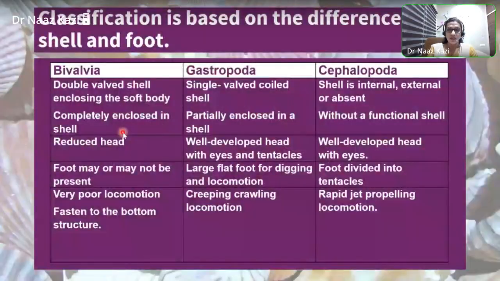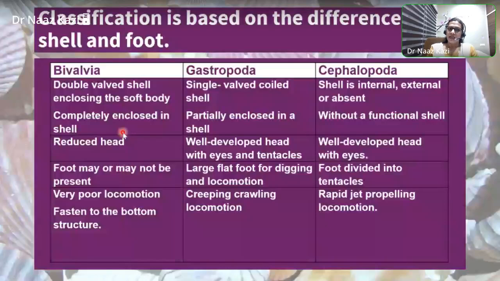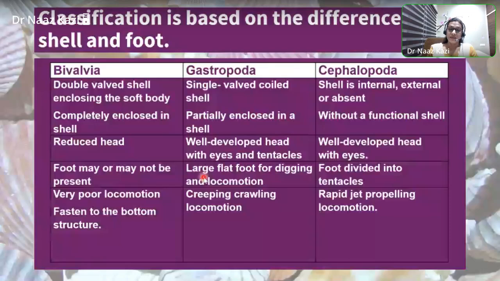In the cephalopoda, the shell could be internal, as in the case of sepia, it could be external, as in the case of nautilus, or it could be absent, as in the case of octopus. So the shell does not have any function for the cephalopods. It's a non-functional shell for them. In the case of bivalvia, the head is reduced. In the case of gastropoda, the head is well developed with eyes and also with tentacles, right? And in the cephalopoda, they have a well developed head with eyes.